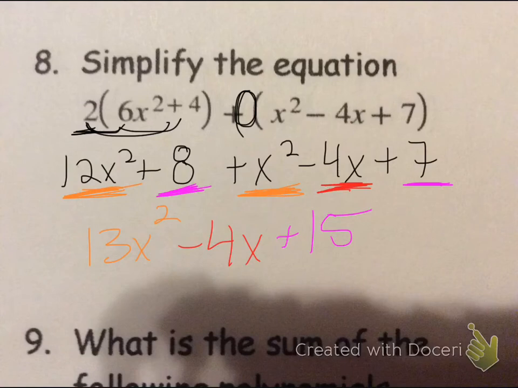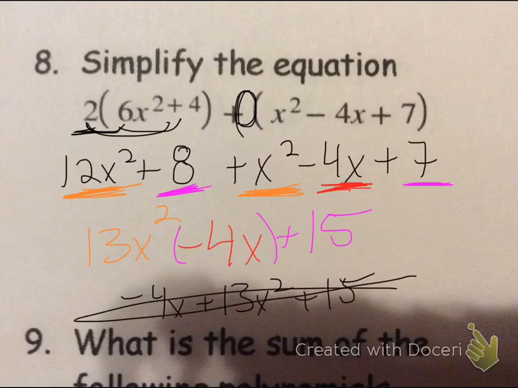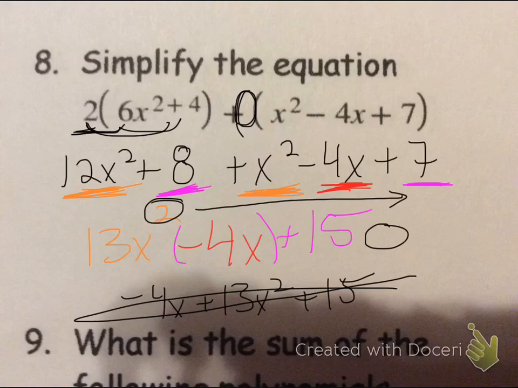Now, as long as you keep your symbols together, remember we could rewrite this any way we wanted. So we could say negative 4x plus 13x squared plus 15. We could do that. However, mathematical communities will always tell you that your higher exponents stay to the left, and you slowly work your way down to 0 variables.